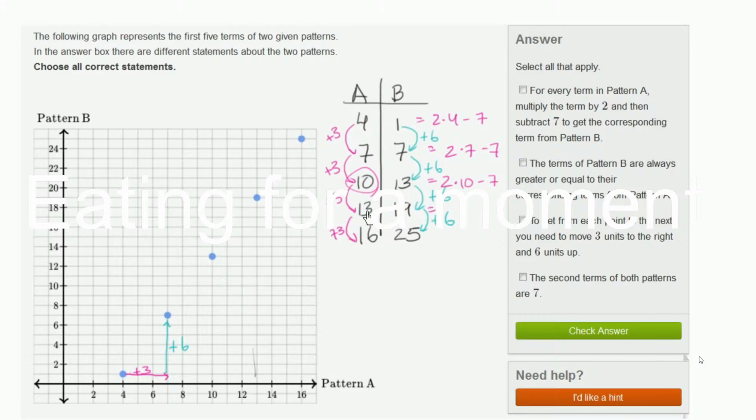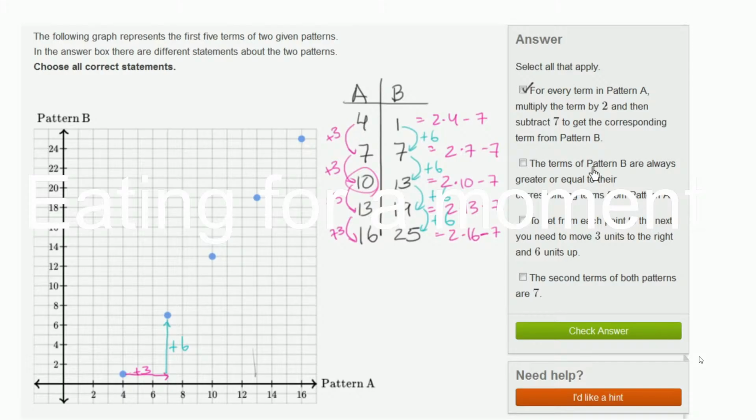Is 19 equal to 2 times 13 minus 7? 26 minus 7 is 19. Is 25 equal to 2 times 16 minus 7? Well, 32 minus 7 is 25. So this first statement checks out. For the corresponding term, the value of pattern B is 2 times the value of pattern A minus 7.